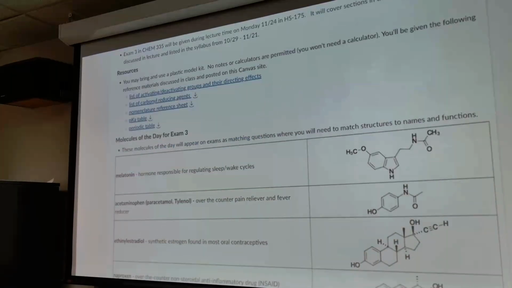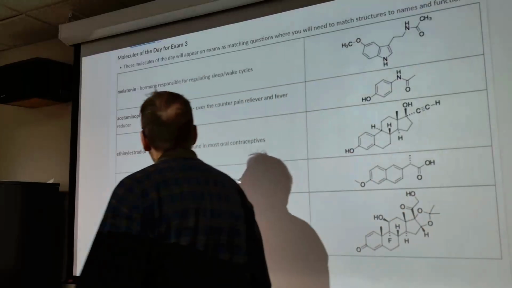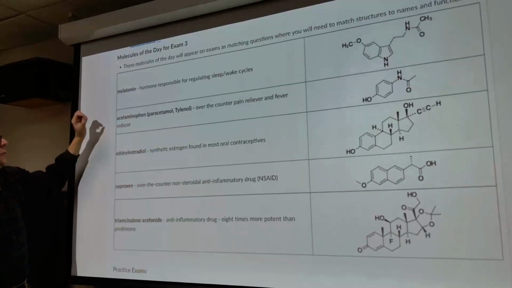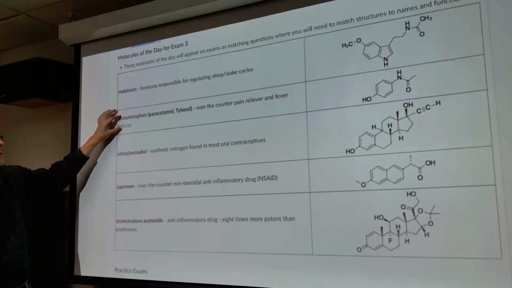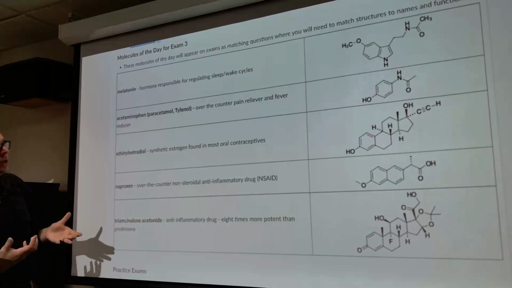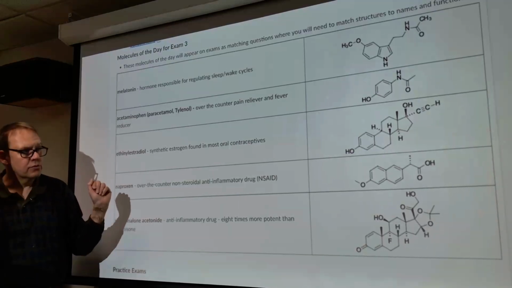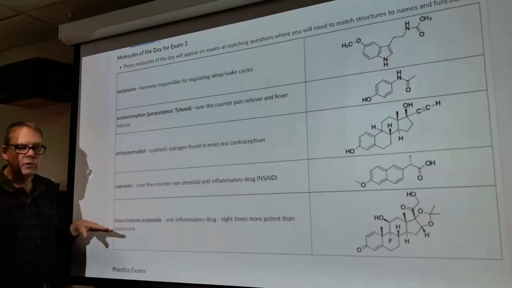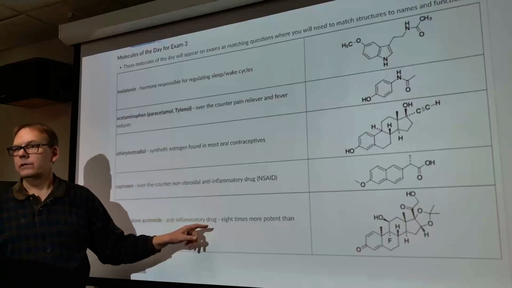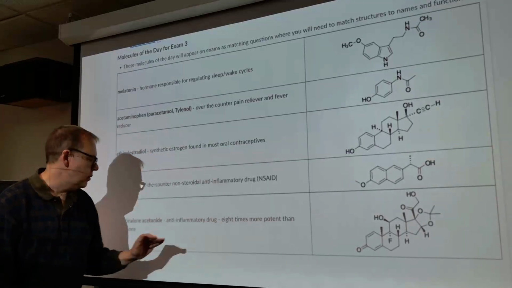There are molecules of the day on the exam, and I want to just share with you a new one. You'll recognize the ones that we've talked about so far. We had melatonin when we changed from daylight saving time to standard time. We had acetaminophen, which is an over-the-counter pain reliever. We had ethinylestradiol, which was this synthetic estrogen and steroid-type molecule. We had naproxen, which is an over-the-counter non-steroidal anti-inflammatory drug. And then today, this is the new one. This one is triamcinolone acetonide. It's an anti-inflammatory drug, but it's a steroidal type anti-inflammatory. It's really a potent one. It's actually 8 times more potent than prednisone.